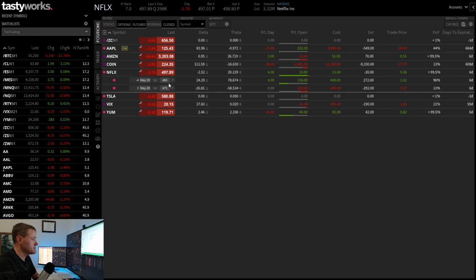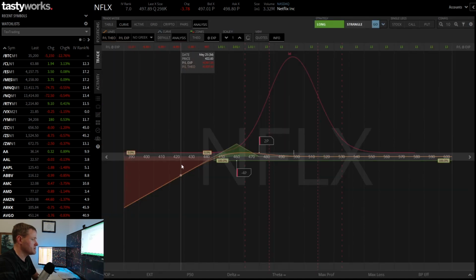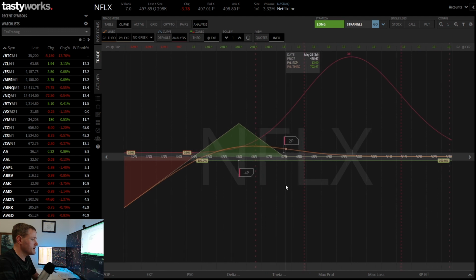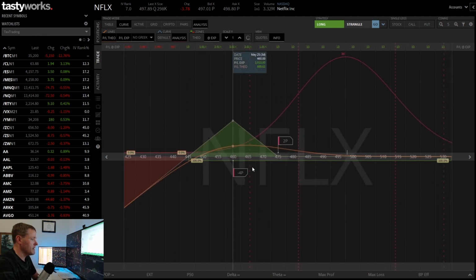So let's take a look at this one here on Netflix. You can see that I am short the 460 puts, and I am long the 475 puts. So we go and take a look at this on the trade view, and as you can see, it looks very similar to our broken wing butterfly, where I collected a credit for the trade. I actually collected a $13 credit. And so if I'm completely wrong and Netflix goes nowhere or trades higher, I keep the $13, no big deal.